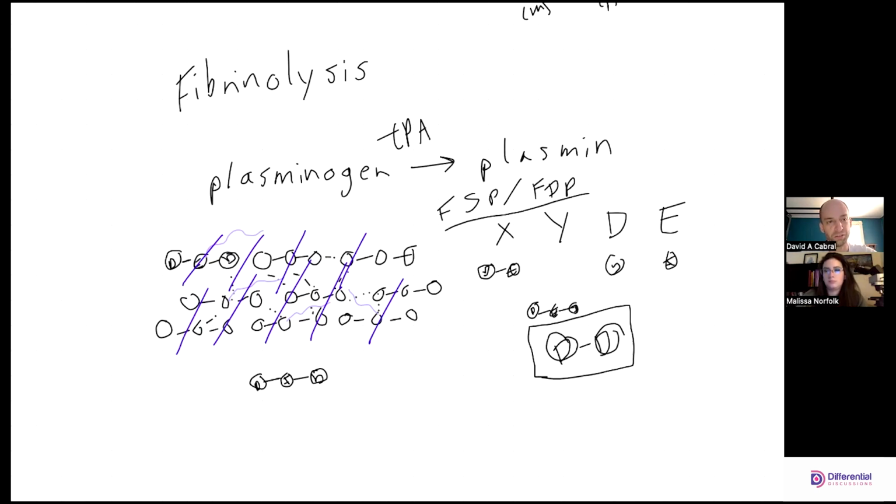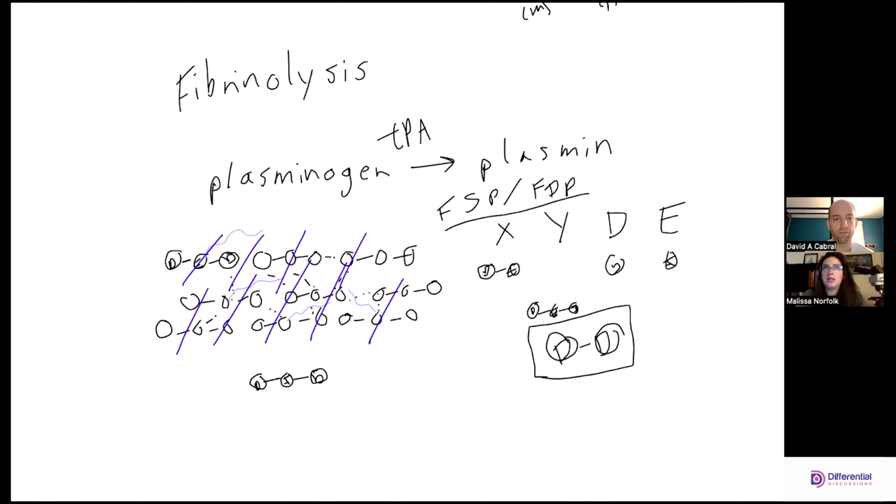Pretty cool. Yes. And that's why your FSPs, FDPs are not quite as specific, because if you have plasmin at all activated, it can break down fibrin or fibrinogen. Yep, circulating fibrinogen will get cleaved all the same, right? If circulating plasmin encounters it. Yep. But your DD is very specific.